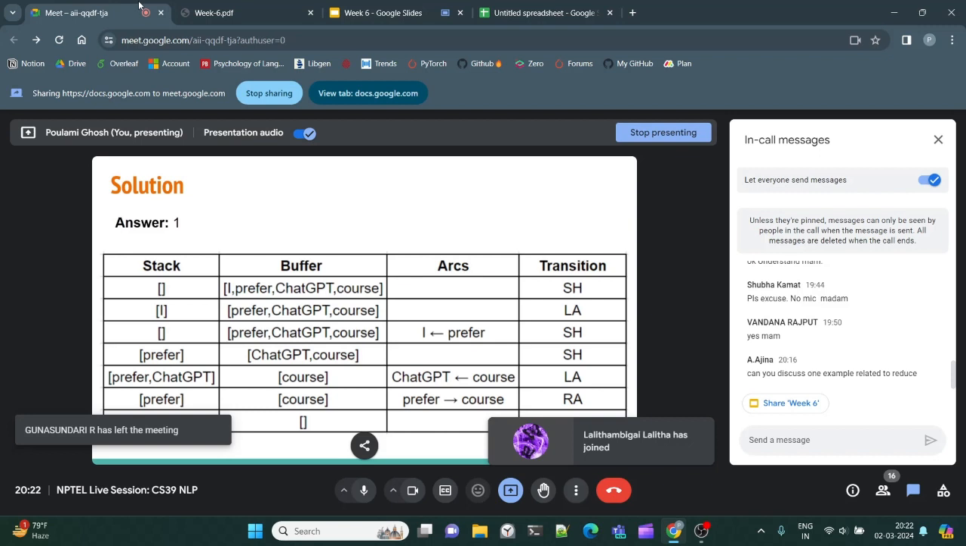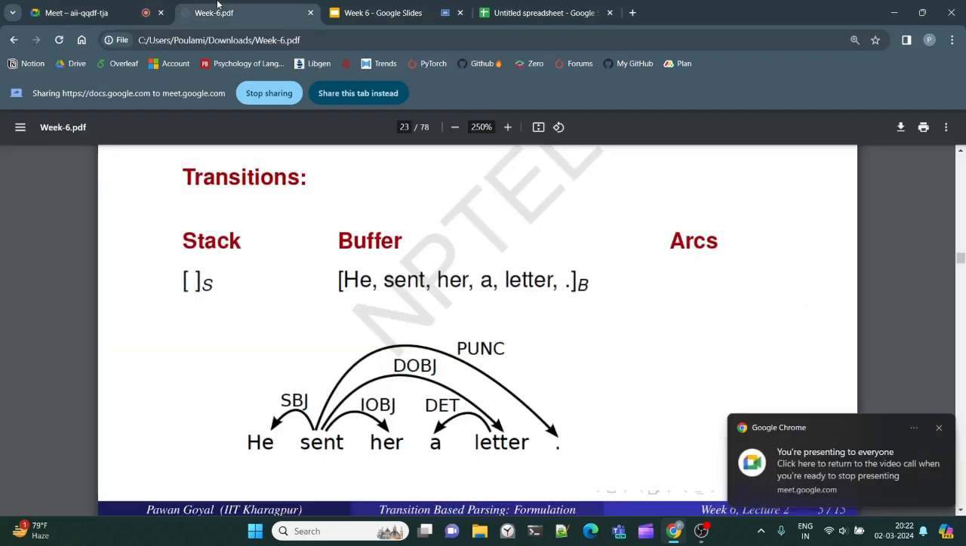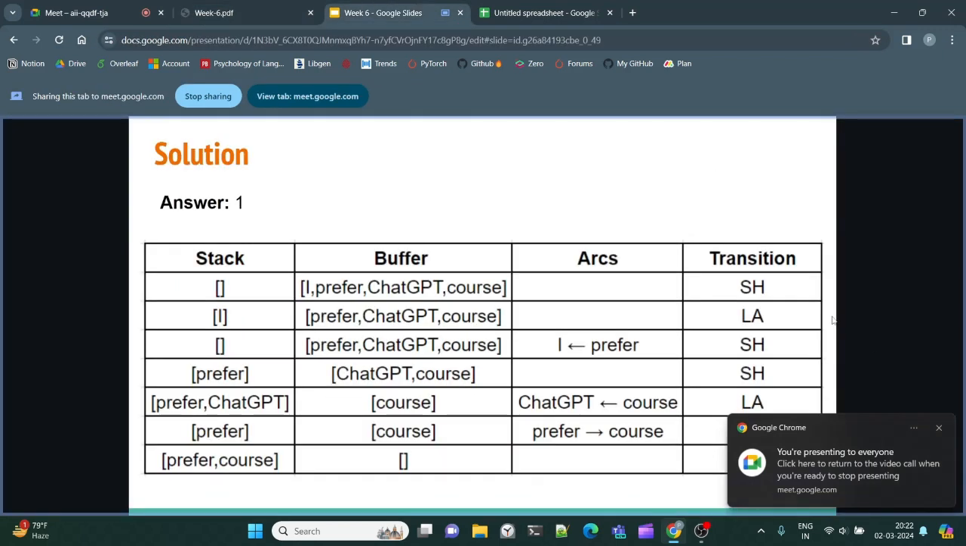Okay. And whenever the stack is empty, you just do the shift transition. Yes.